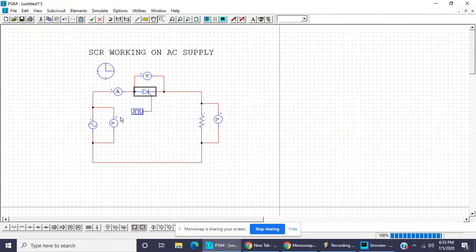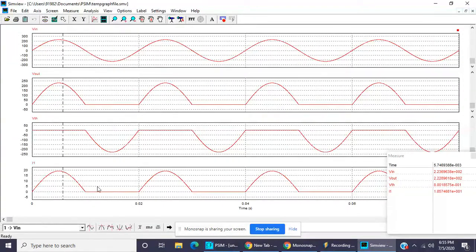So this is the working of SCR on AC supply. SCR conducts only during the positive half cycle, and during conduction the barrier voltage across the SCR is almost less than 1 volt, or it depends upon the SCR power rating. Current passes through the SCR only when the SCR conducts. When the SCR does not conduct, the current becomes almost 0.